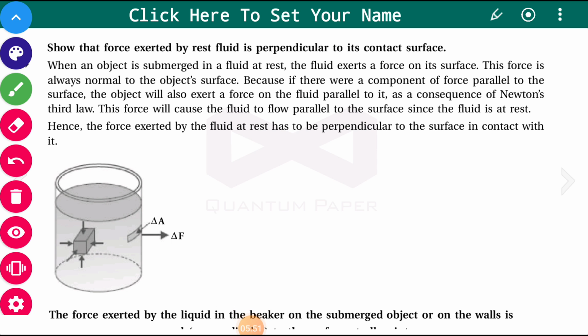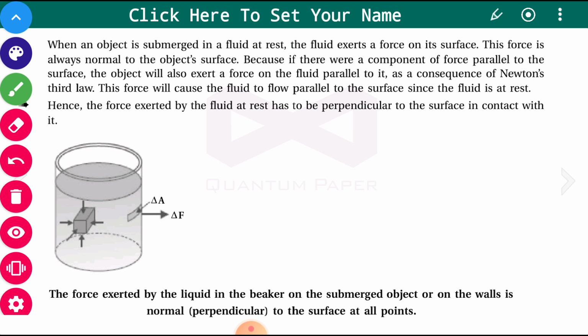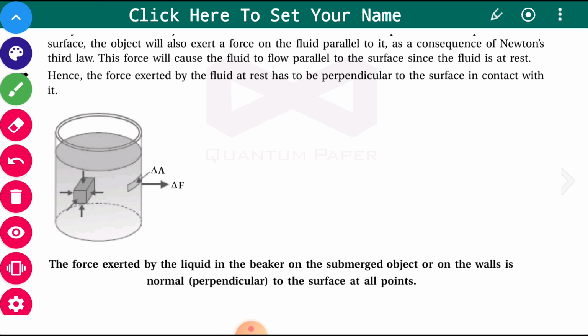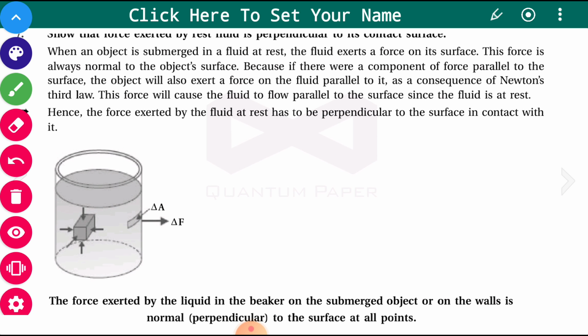Now the next topic is that we want to show that the force exerted by a fluid at rest is perpendicular to its contact surface. See, when an object is submerged in a fluid at rest, the fluid exerts a force on its surface. This force is always perpendicular to the object's surface, because if there were a component of force parallel to the surface, the object would also exert a force on the fluid parallel to it, as a consequence of Newton's third law. That parallel component of the force would have a reactive force according to Newton's third law of motion, and these two forces are equal in magnitude and opposite in direction. So what will happen is they will cancel out each other's effect.